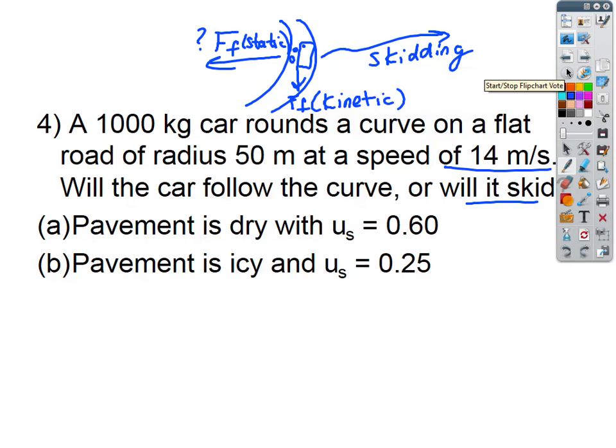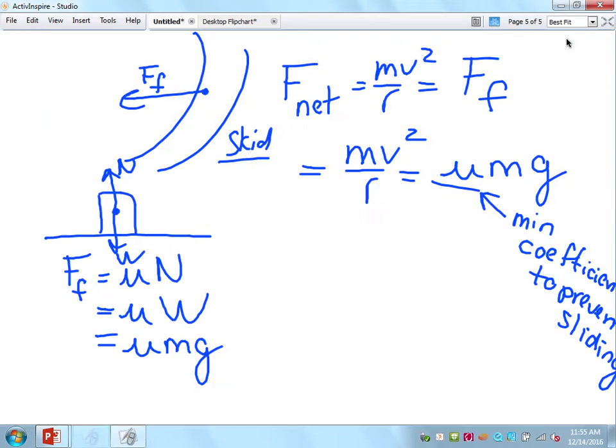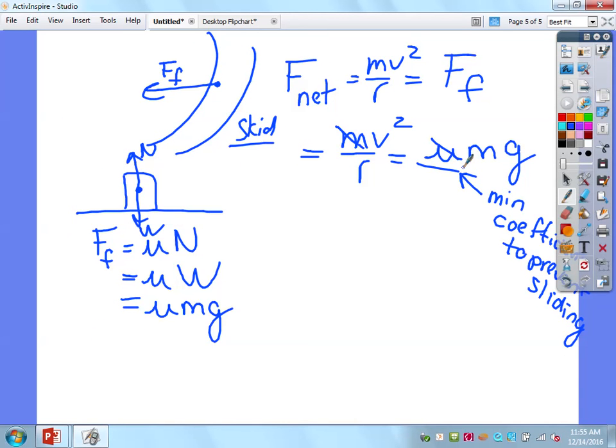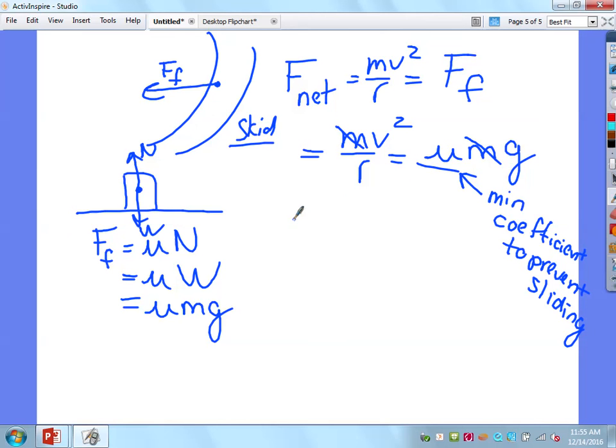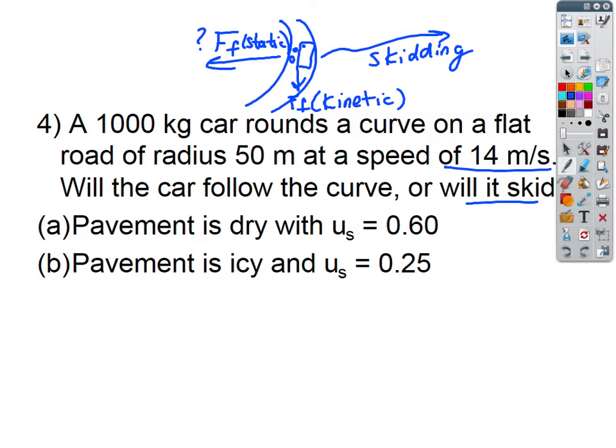Now it gives me the mass of the car, but what do you notice? Mass cancels out. Let me go ahead and derive this equation. This leaves me with v squared over r equals mu g. So mu will equal v squared over gr. So I only need the velocity and the radius. Obviously I can plug g in.